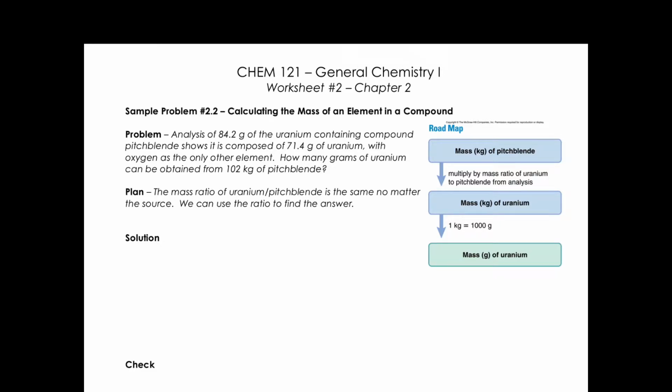Our second sample problem in Chapter 2 allows us to combine skills that we began learning in Chapter 1 on unit conversion with some chemistry terms. We've started to learn about elements and atoms and how those join together to form compounds. And so this problem asks us to put those two skills together.